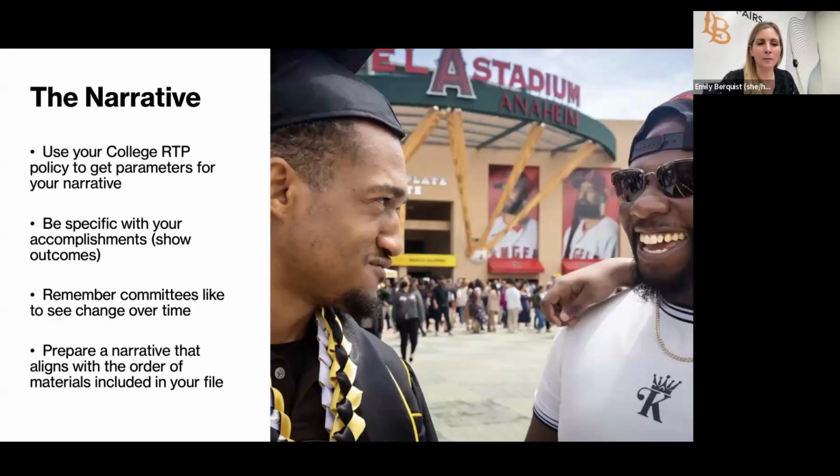Our policies allow for you to show that you have improved your work since you started teaching or since your last review. That's an important thing that you want to discuss. Also, we encourage you to prepare a narrative that aligns with the order of materials included in your file. What I mean by that is, when you look on Interfolio, what order is it asking you to upload your materials in? I suggest you write your narrative in that same order.